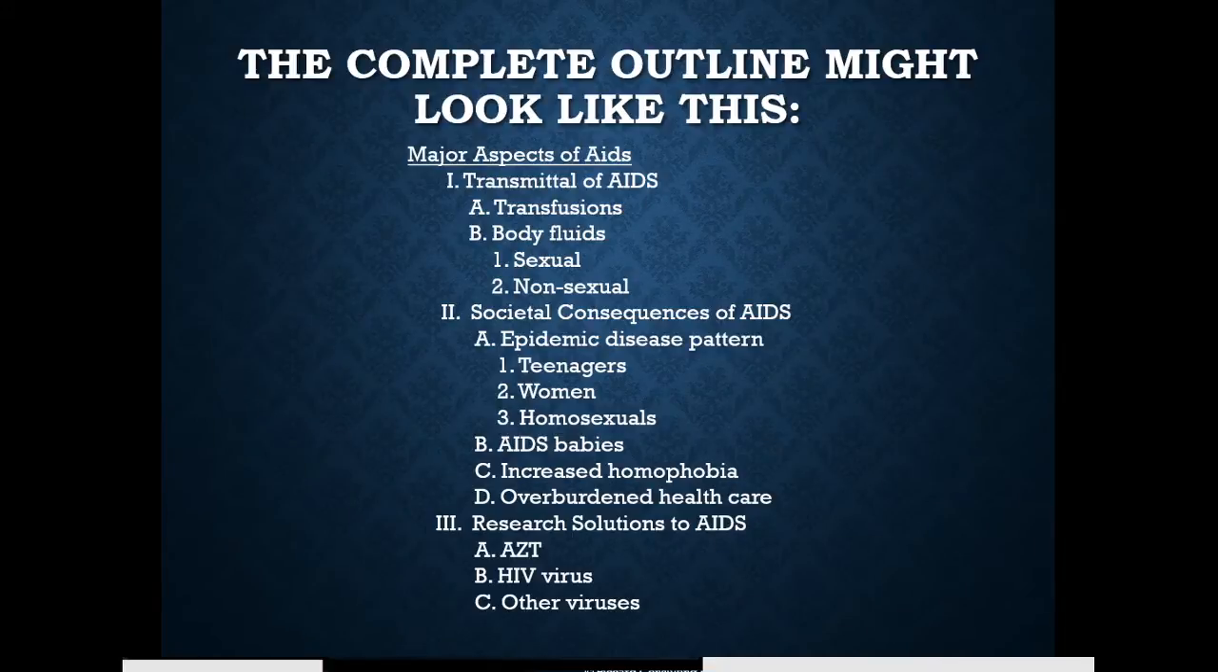Now, if you see here, he even has a third one, research solutions to AIDS. Now he presents the transmittal, the consequences, and the solutions. So this is what the speech looks like: he's going to present a complete picture of an outline of the research that he has done about the major aspects of AIDS. Here is a complete essay. Here is a complete speech.